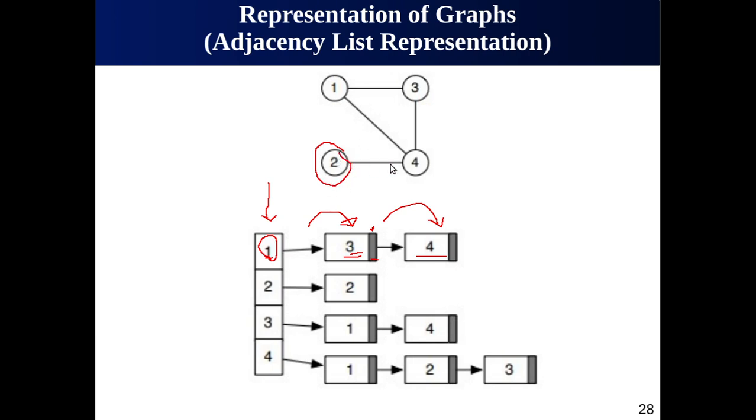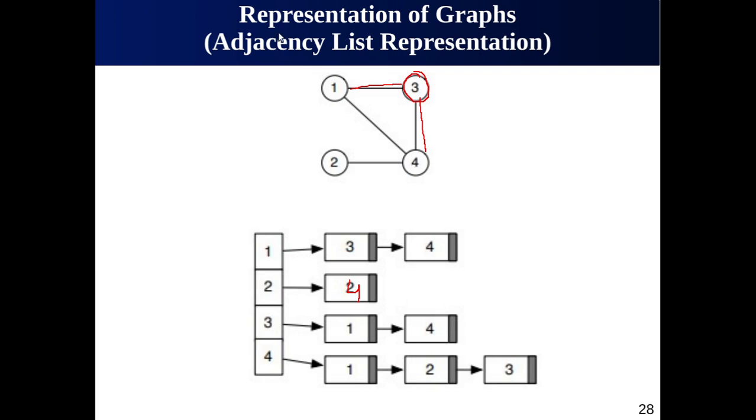What are the adjacent nodes to vertex 2? There is only one node, and that is 4. Sorry, again this is a misprint, make the correction: 2 is connected with 4. Now let us consider the next node, that is 3. It has a connection with node 1 and node 4. So you can see here 1 and 4.